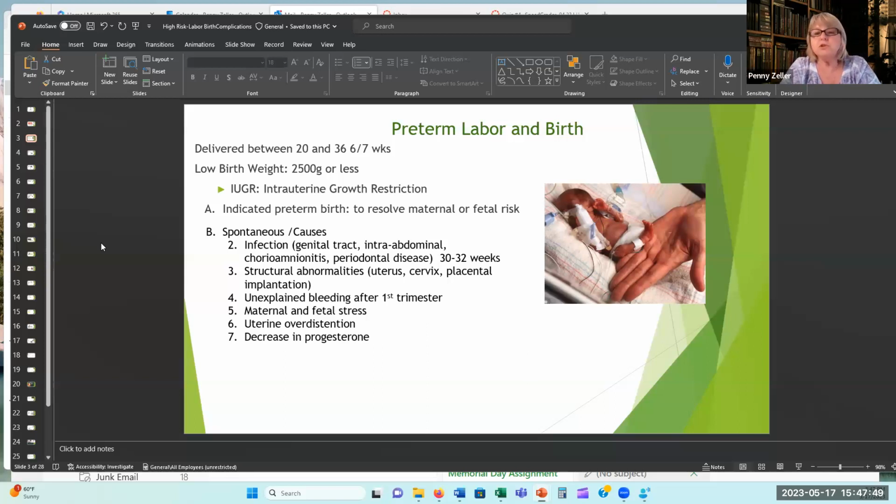In fact, prematurity is the number one reason that newborns are admitted to the NICU. Intrauterine growth restriction is often a cause of prematurity. They were not allowed to fully develop, or at least to mature, and they're delivered too early. Intrauterine growth restriction also applies to low birth weight babies. So sometimes there is an indicated preterm birth, in other words, when is it indicated that we need to deliver a baby, even though it's before 37 weeks?